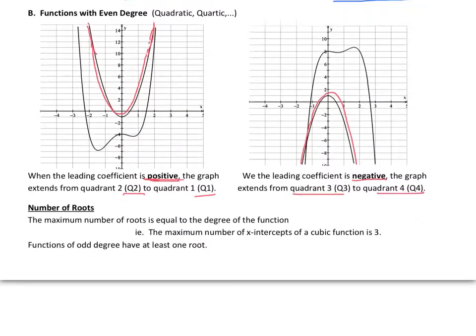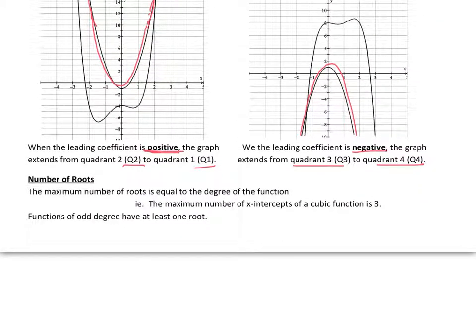Next thing I was hoping you would notice was in the number of roots column on your investigation. So the maximum number of roots is equal to the degree of the function. So if you go back and look through, for the functions with degree, say, 5, the maximum number of x-intercepts you could have would be 5. Now that doesn't necessarily mean they have 5, but the most you could have is the degree of the function. So the maximum number of x-intercepts of a cubic function is 3.